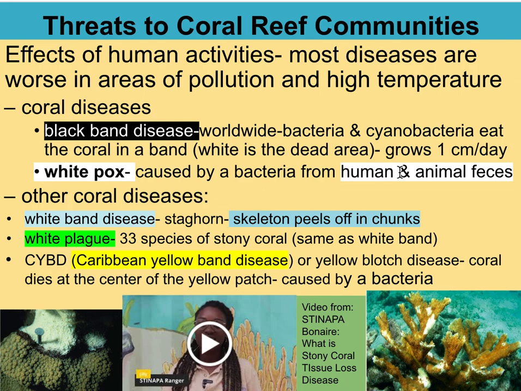White pox is very similar to that, but it is brought on by human and animal feces being left in the water, and that's disgusting. So other coral diseases is this white band disease, where chunks of the coral fall off. The skeleton falls off in chunks. White plague, and the Caribbean yellow band disease.